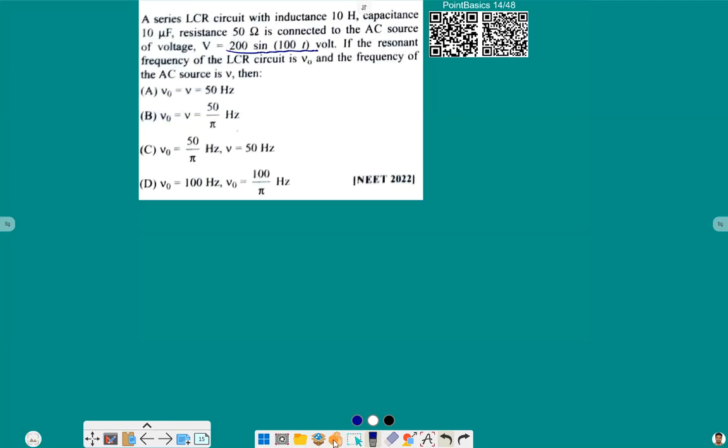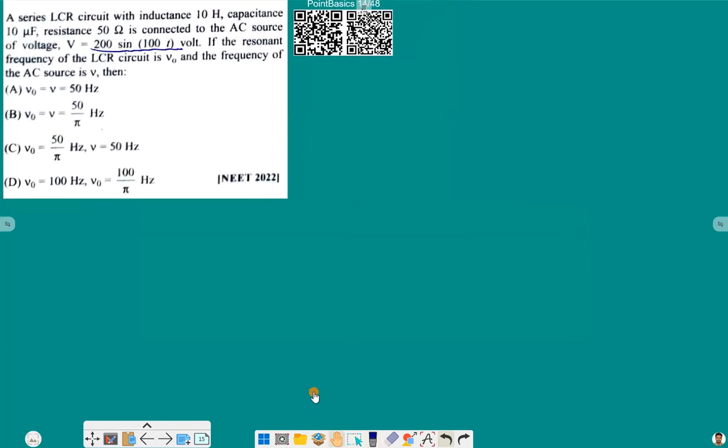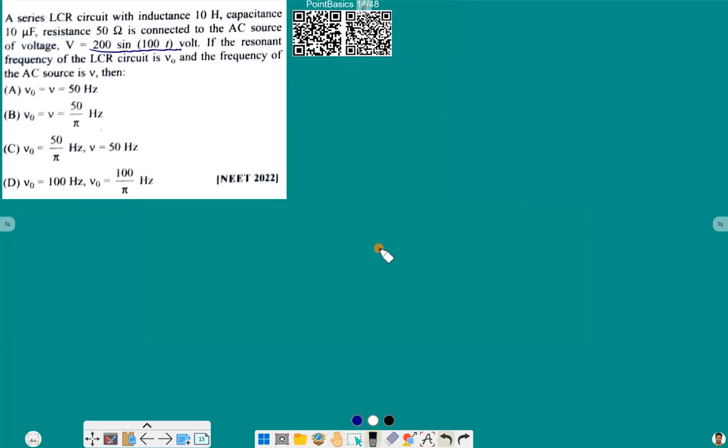We know that we can write potential like this, V is equal to V naught sine of omega t. Comparing this equation with the equation of the AC source, omega is 100, or we can say 2 pi times the frequency is 100, so the frequency of the AC source is 50 by pi hertz. This is the frequency of the AC source, which is mentioned as V.